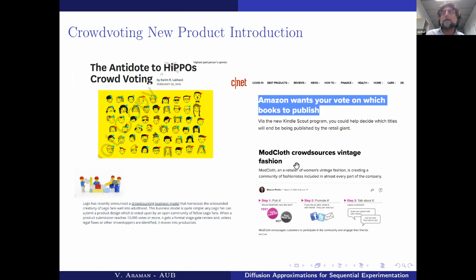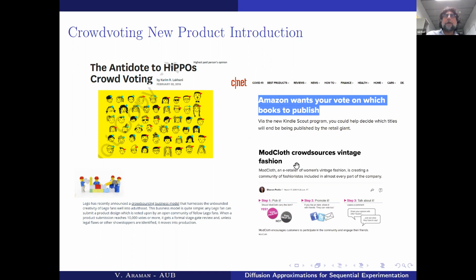Again, the list of companies using this is incredibly increasing. Using a platform to make sure that customers are happy with the new product is now more typical, more the rule than the exception. Mentioning here Lego, Amazon, the fashion industry and so on.